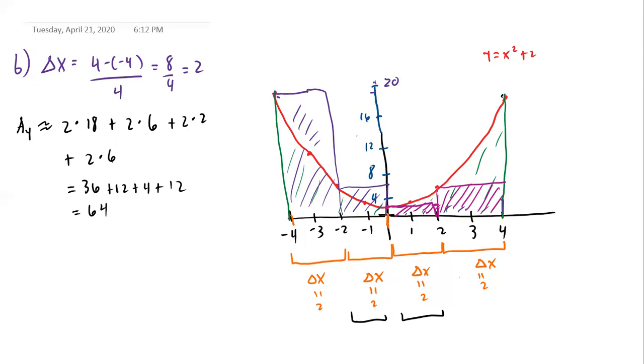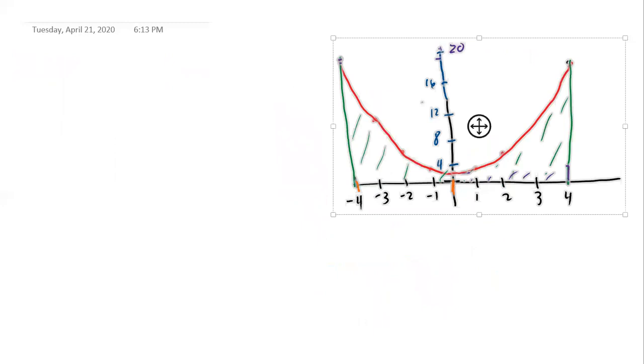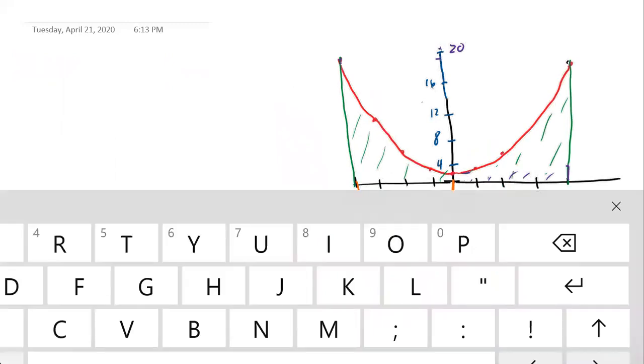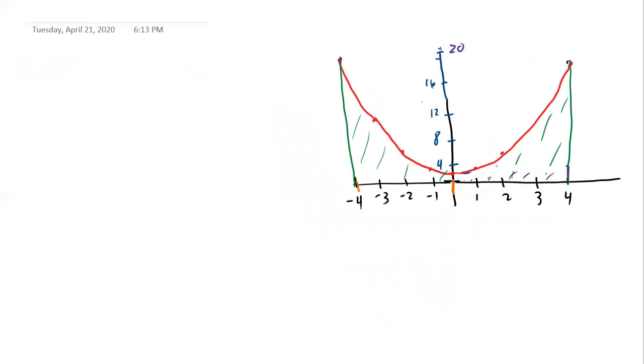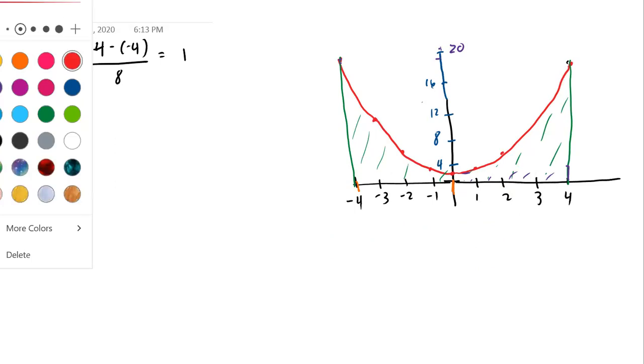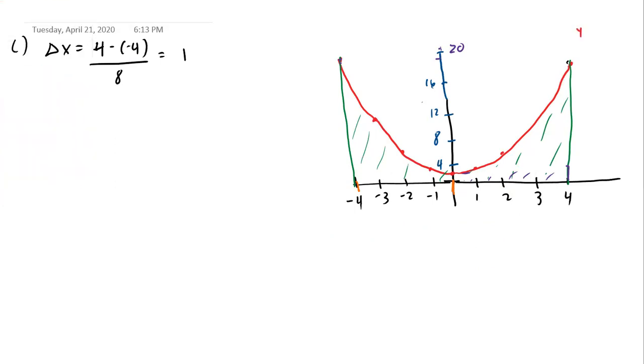Let's do it one last time. Now we're going to do it with 8 subintervals, right? That was part C. Use 8 subintervals. So again, what's the change in x? It's going to be subtract the endpoints. So 4 minus -4 divided by 8, that's 1. So now the change in x here is going to be 1. So this is still y equals x squared plus 2.